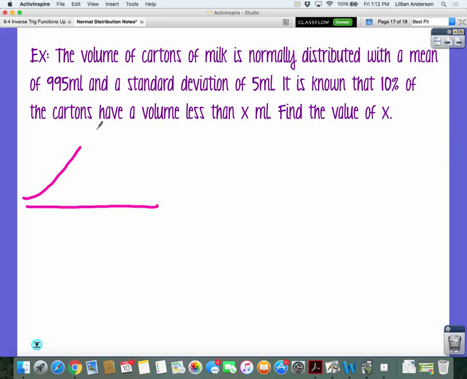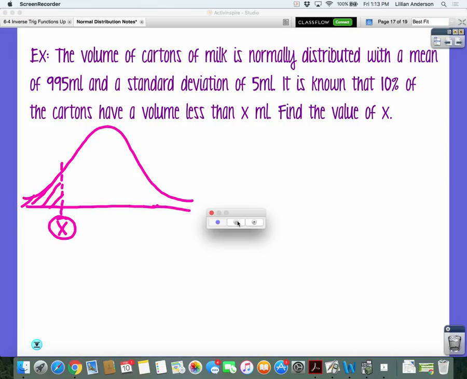So real quick, if we were to graph out a normal distribution curve, it's basically saying that 10% of your cartons have a volume that's less than some x value. That's what we're looking for. We're trying to figure out what that x value is so that 10% of the cartons are less than that value. So this is 10%. How do you convert that to a decimal? It's going to be 0.1 or 0.10. Just move it over 2 decimal places. So is this already the area to the left of that x value? Yes, it is. So you don't have to worry about doing any type of subtraction.